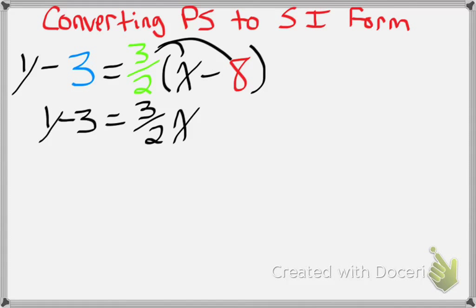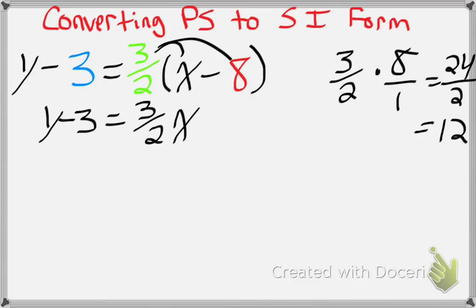Let's do that. Y minus 3 drops down. 3 halves times x is just 3 halves x, minus 8. Now you've got to remember to multiply that by 8. So 3 halves times 8, that's actually going to be a pretty number. That's going to equal 12. It's a positive times a negative, so it's a negative 12. So step 1 is distribute.